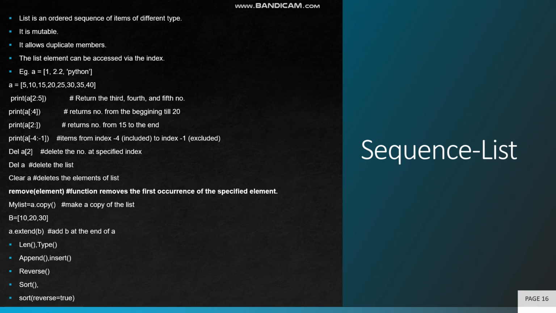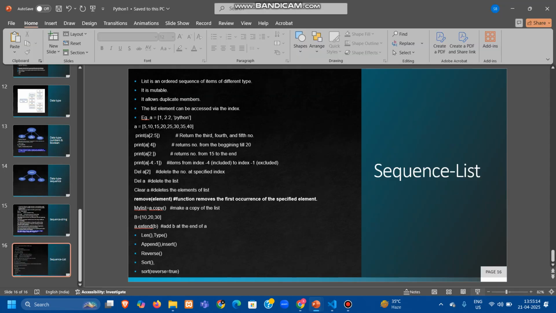If a negative index is present, this is known as negative slicing. In case of negative slicing, it will start from the last item, the end of the list. The last item is at minus 1, then minus 2, likewise. So it will print from minus 4, that means from this 25, up to the value before minus 1. So 25, 30, 35. These three values will be printed.